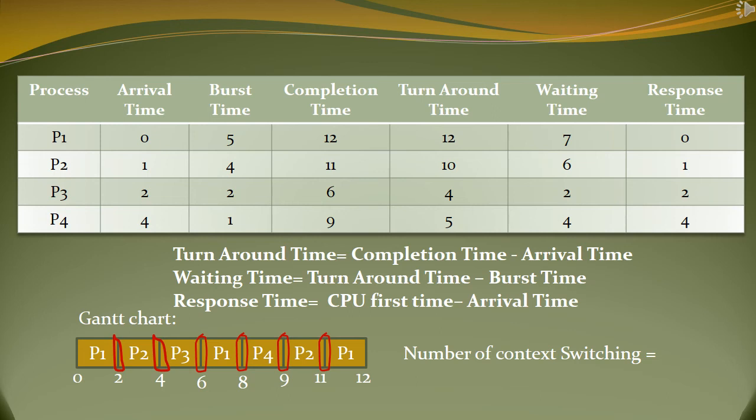So the number of context switching will be calculated in the meantime of P1 and P2, and the meantime of P2 and P3, also P3 and P1, and P1 and P4, and P4 and P2, and P2 and P1. So the number of context switching in this numeric problem of round robin scheduling algorithm is 6.